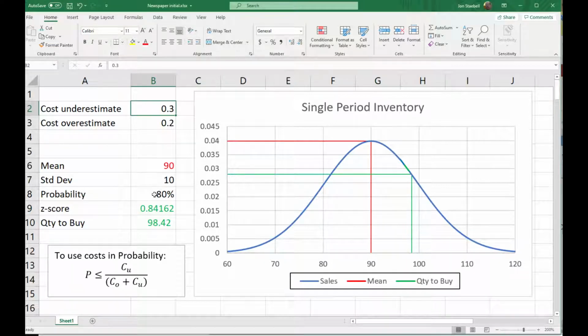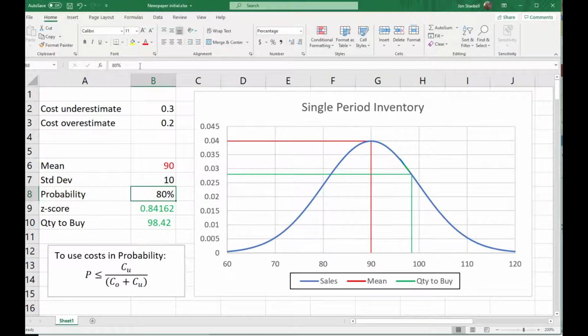So what we can do here is change our probability. Instead of trying different numbers, we're going to use this formula that I've included here. What we want to use for our probability is the cost of our underestimation divided by the sum of our cost of overestimation plus our cost of underestimation.